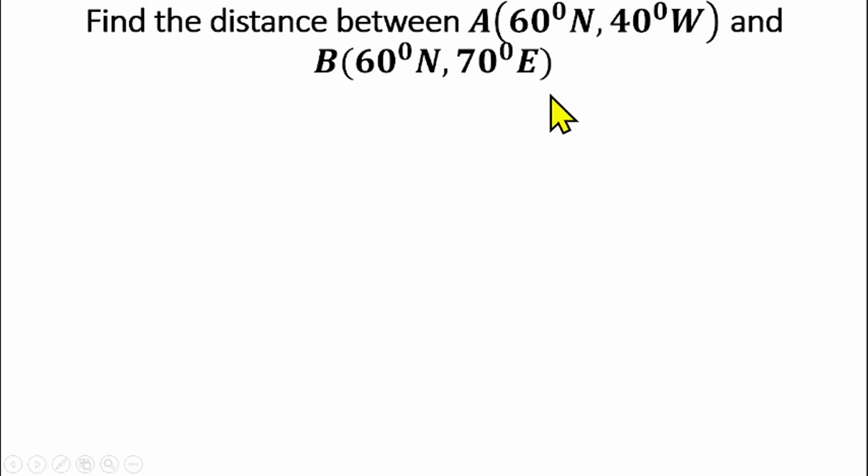So what do you think? Is it along a great circle you are going to find the distance between point A and point B, or along a small circle? It's going to be along a small circle because they are on the same latitude, 60 degrees north. And that latitude is not a great circle, it's a small circle.